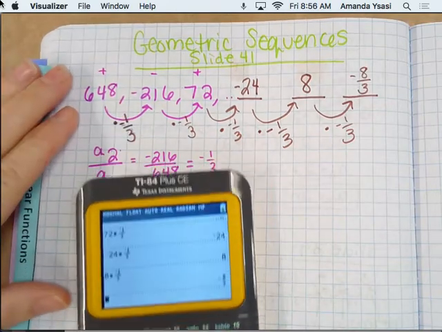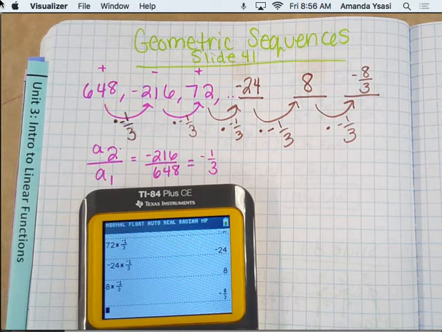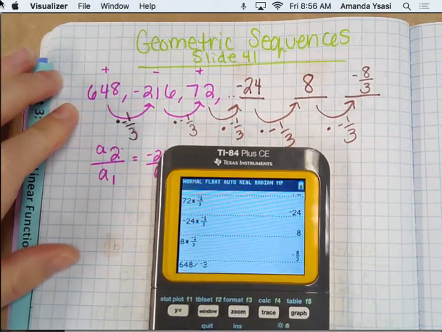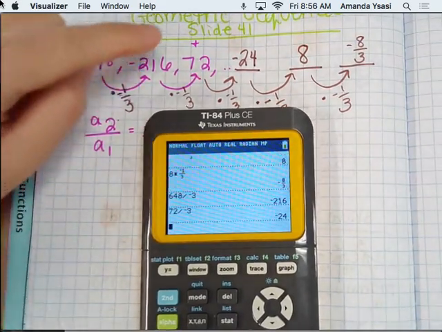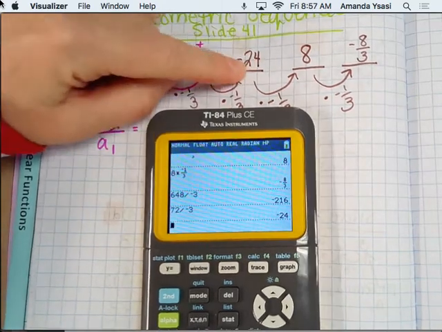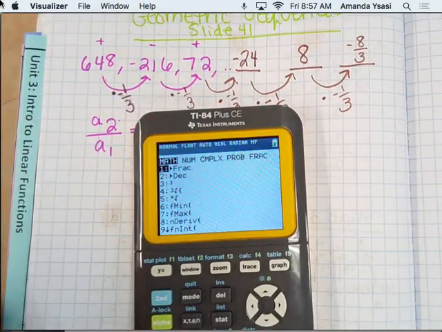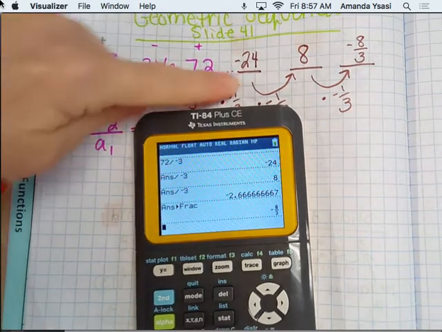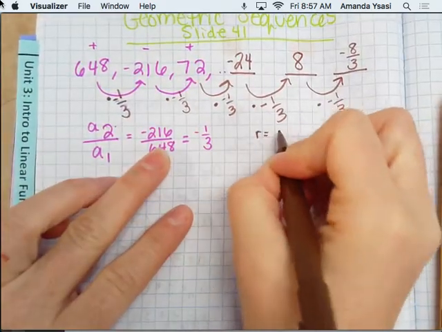Something that you can look at is if you multiply times -1/3, that's the same thing as just dividing by -3. If I would do 648 divided by -3, you get -216. 72 divided by -3, -24. Anytime that you see that you can divide to get the next number, then that means it's a geometric sequence. It's getting smaller by a third. Okay, so we can write out here R equals -1/3.